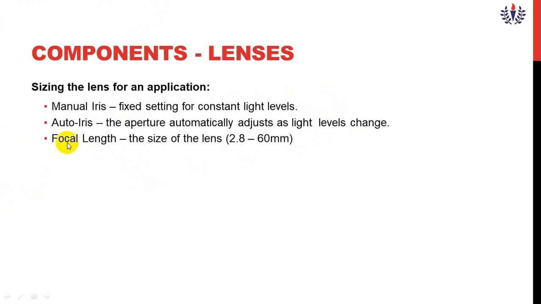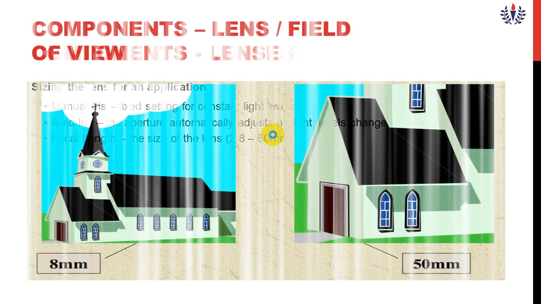The third parameter is focal length. Focal length stands for the size of the lens. As per the standards, the size of the lens we fix in a digital camera IP surveillance system is from 2.8 to 60 millimeters.